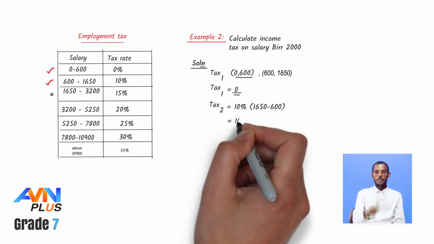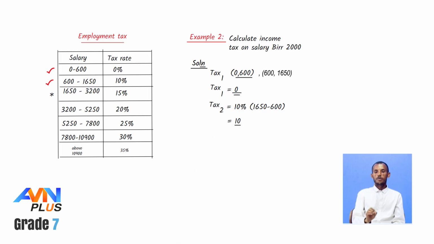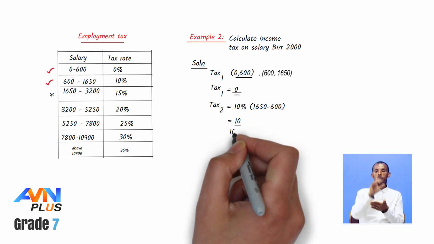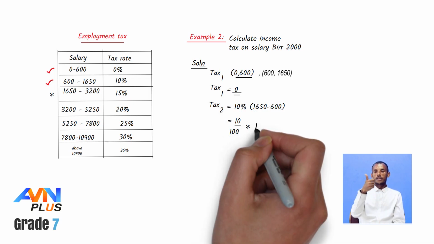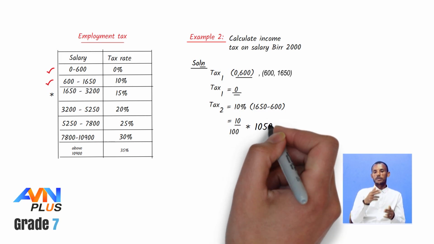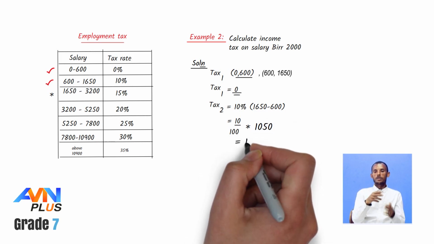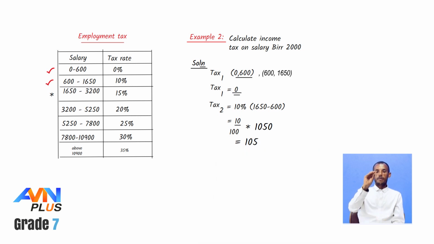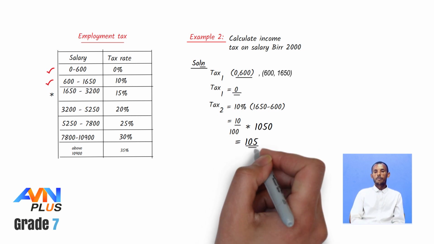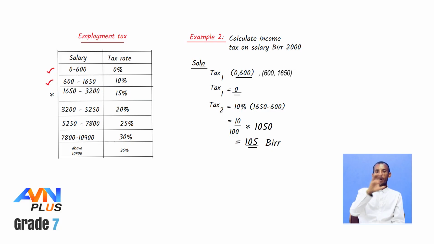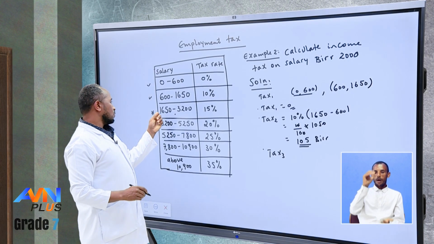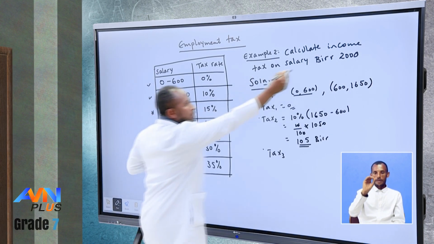On this interval, the tax paid will be 10%. So 10% of the difference of the two, 1,650 minus 600. 10% times the difference is 1,050, 0 cancels out again. So on this interval, the tax paid will be 105. Again, the next interval is from 1,650 up to 2,000.